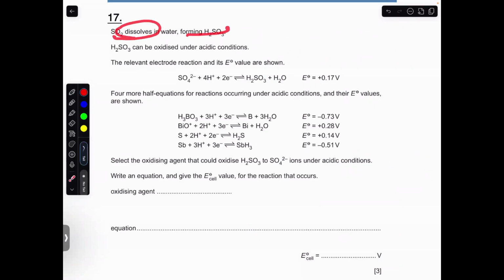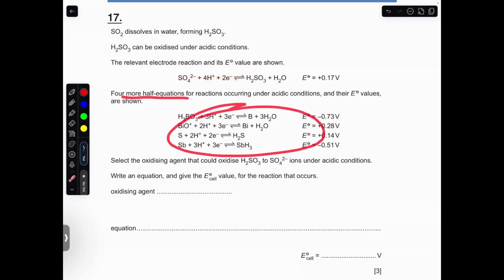Another question. SO2 dissolves in water to make H2SO3, perfect. H2SO3 can be oxidized under acidic condition, okay? The relevant E naught values are given. When they say it can be oxidized, it's going in the backward direction, perfect. It can be oxidized, so SO4 can be reduced. If this can oxidize, this can reduce, perfect.